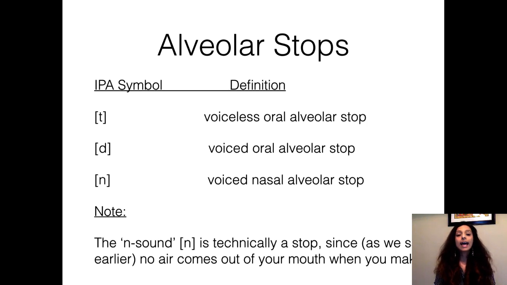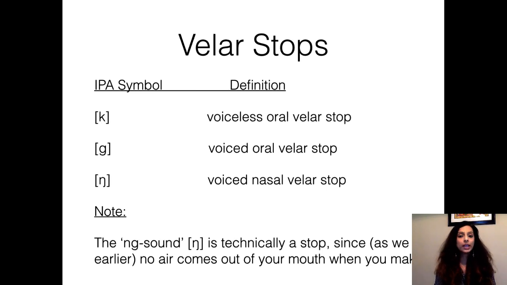These are the alveolar stops in English. These are t, d, and n. T is a voiceless oral alveolar stop. D is a voiced oral alveolar stop. And n is a voiced nasal alveolar stop. The velar stops of English are k, g, ŋ. These are a voiceless oral velar stop, a voiced oral velar stop, and a voiced nasal velar stop.